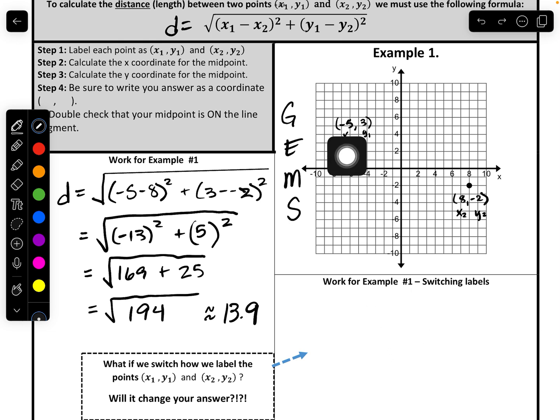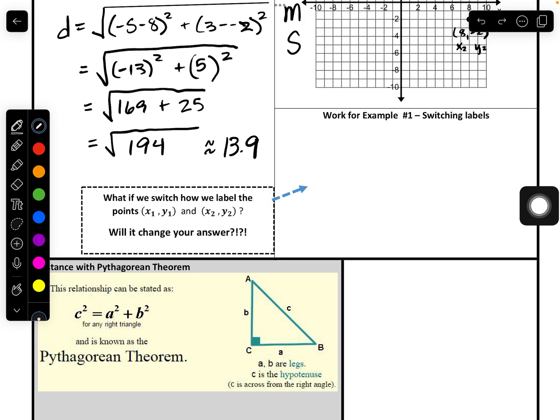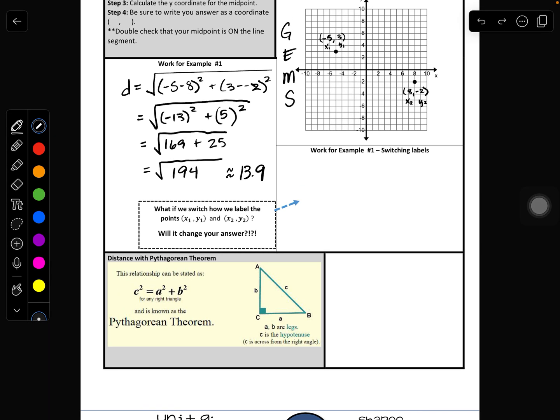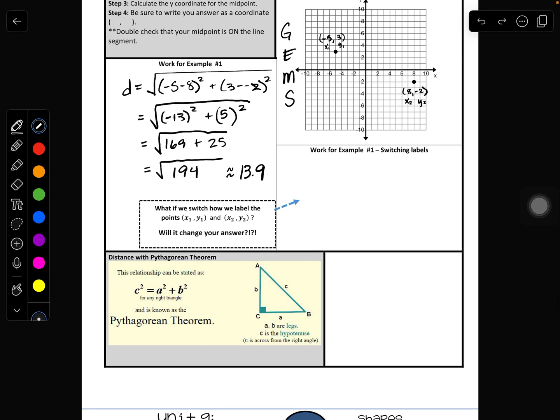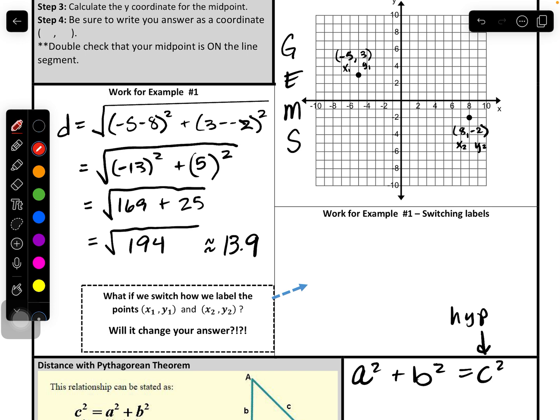Now, we're not going to show that switching labels doesn't make a difference, but it doesn't. If I call this point my x2, y2, and this my x1, y1, we're still going to get the same distance. That won't change. Now, what we are going to do is show that the Pythagorean theorem works exactly the same way. What you want to do is remember that the Pythagorean theorem, I prefer it a squared plus b squared equals c squared. That's usually how it's presented to us. A squared plus b squared equals c squared, where c is the hypotenuse of the right triangle, and a and b are the legs.